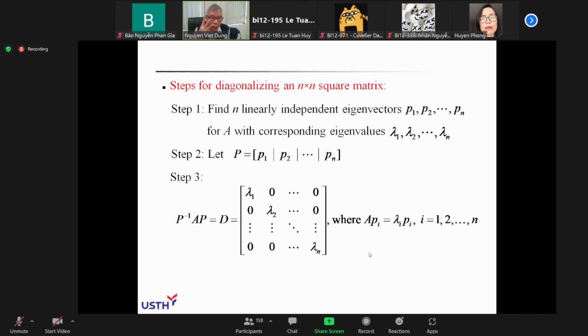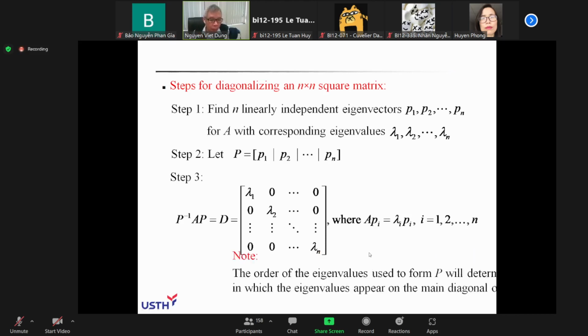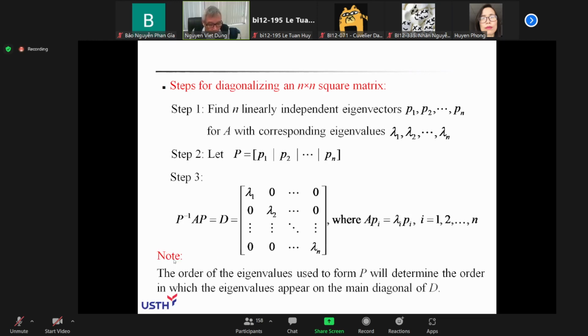So that's it. You have 3 steps. And once again, I put the remark here: the order of the eigenvectors I put in the matrix P will determine the order of eigenvalues appearing in the main diagonal of D here.